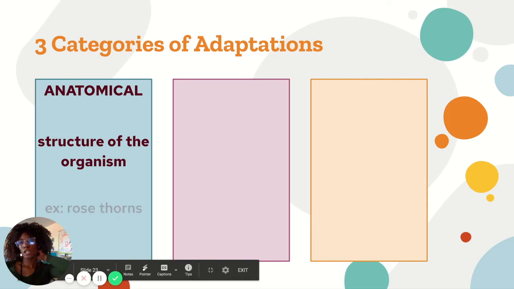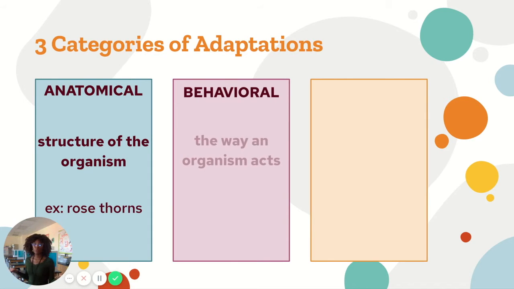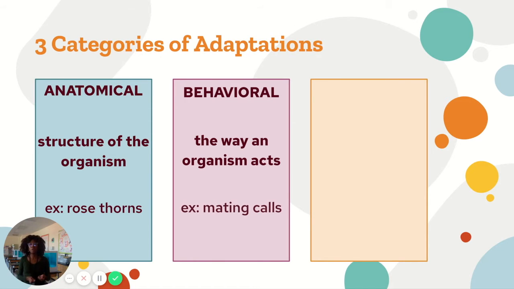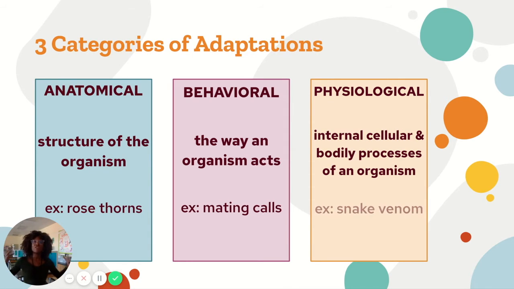All right, good. So there are three categories of adaptations. We have anatomical, which is the structure of the organism, how an organism is built. So for example, on a rose, there are different thorns that come off of a rose. That's a structure on a rose. Behavioral is just the way that an organism acts, right? Your behavior is the way that you act, what you actually do. So that would be like a mating call.